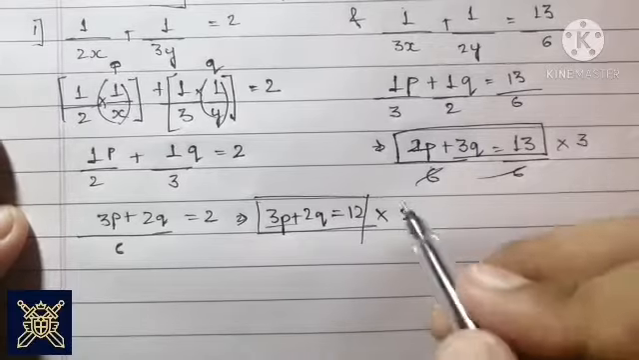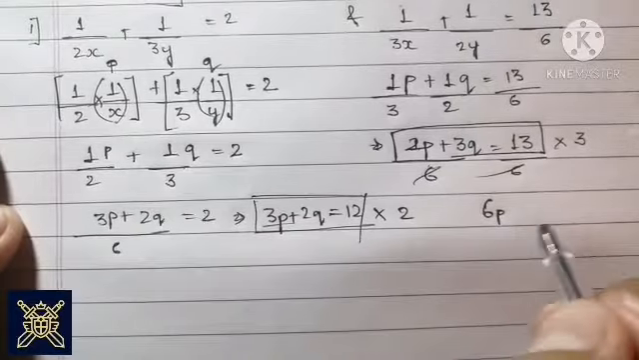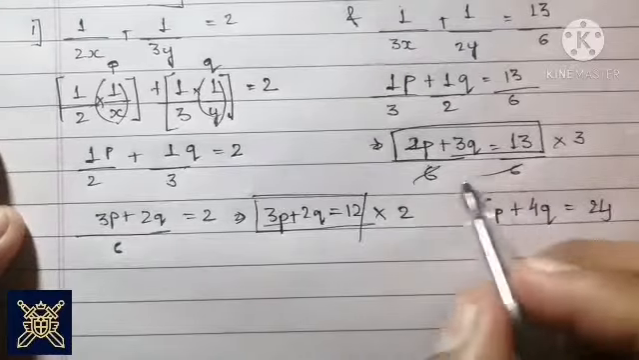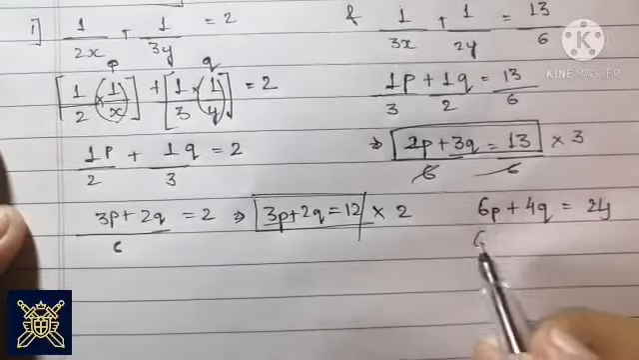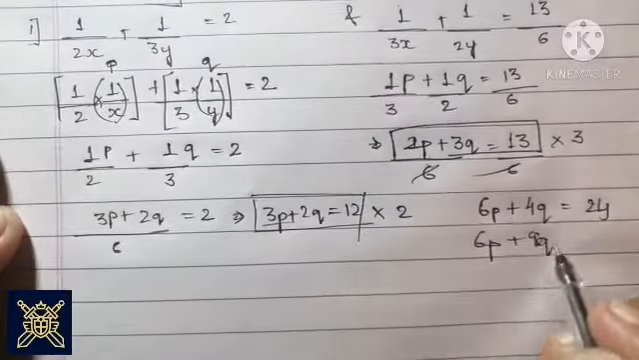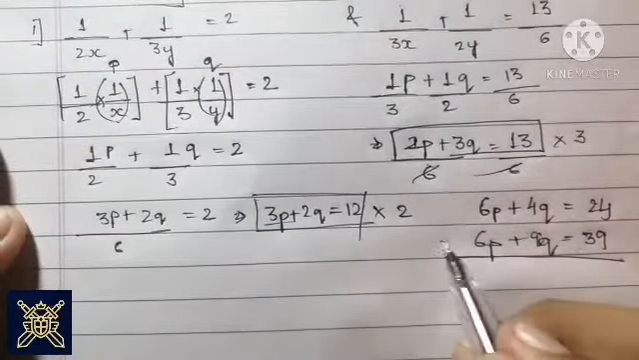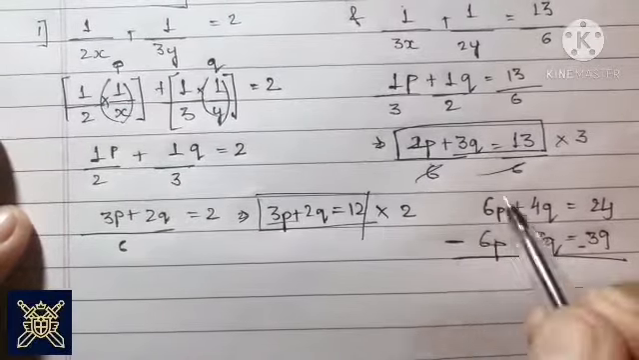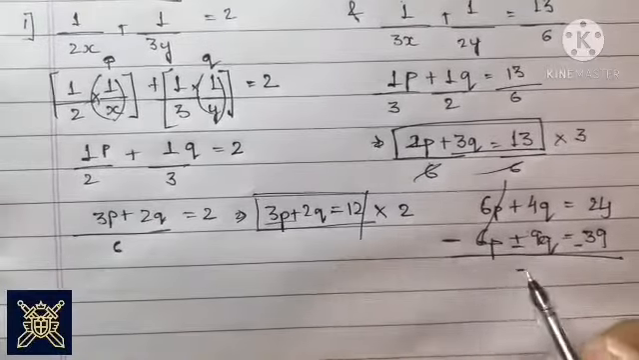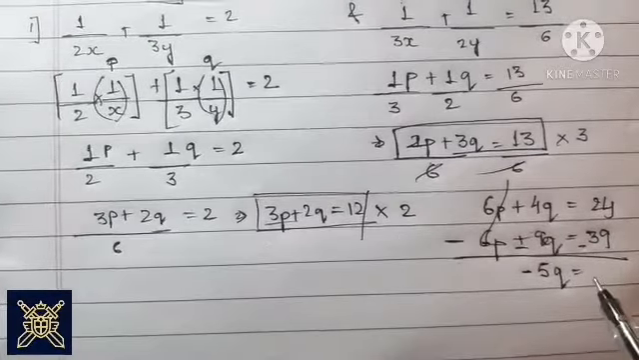When you multiply this equation by 2, you get 3p into 2 is 6p, 2q into 2 is 4q, and this is equal to 12 into 2, that is 24. Similarly, here you have 3 into 2p, that is 6p, plus 3q into 3, that is 9q, and this is equal to 13 into 3, 39. Now you can easily subtract them. 6p minus 6p is 0. 4q minus 9q is minus 5q, and this is equal to 24 minus 39, that is minus 15.